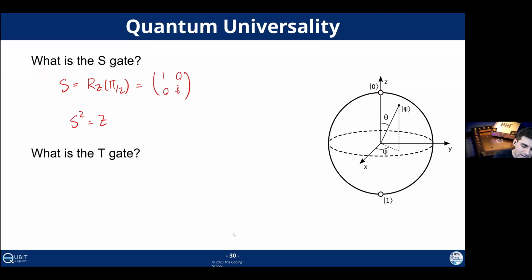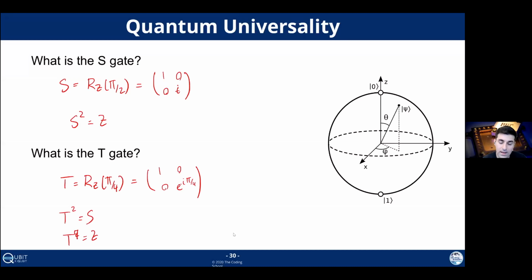Now, the T gate is just a rotation around the Z axis by pi over 4. The form of it is going to be 1, 0, 0, e to the i pi divided by 4. Actually, I think there might be a minus here. And the important thing here is T to the power of 2 is equal to an S gate, and because of that, T to the power of 4 is equal to a Z gate.